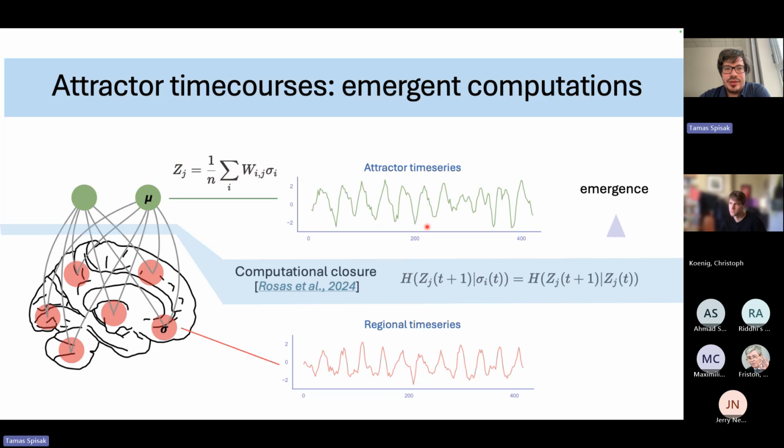In order to predict what's happening in the attractor domain, we don't have to know about the lower levels. The lower levels can provide additional information, but in order to understand what's happening at the upper level, we don't have to know the lower level. And with this, we could empirically test to what degree a certain function is implemented in attractor states of the system, because we can just see whether we can achieve a predictive performance from the attractor time series as good as from the lower level time series.